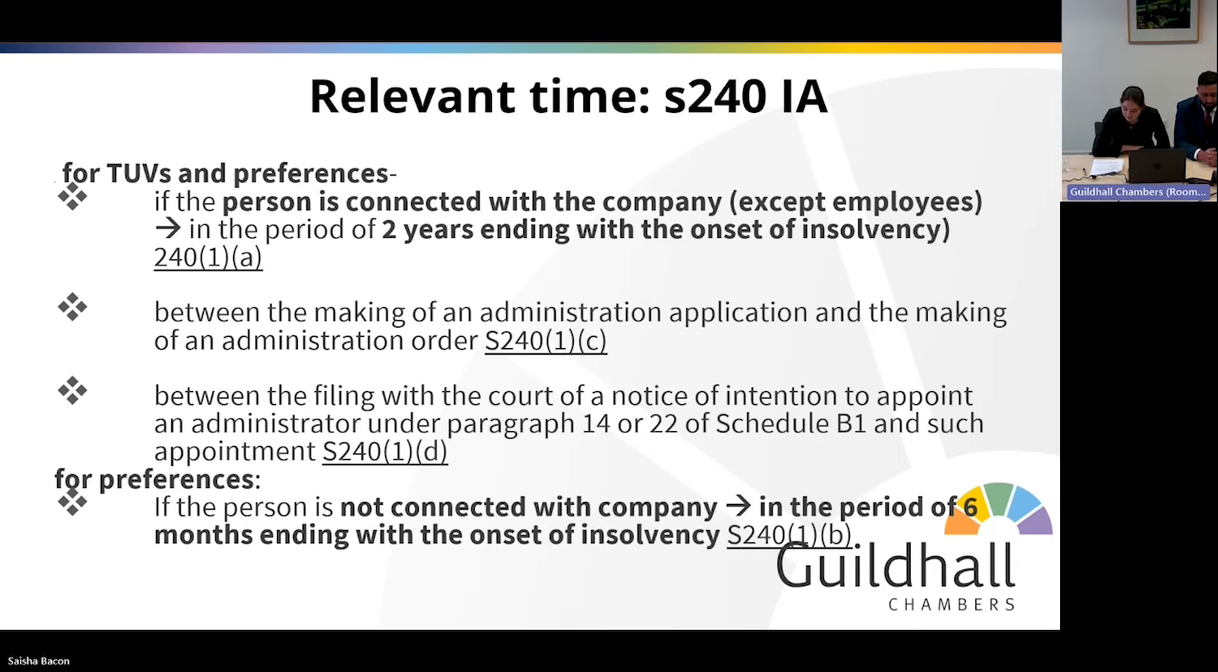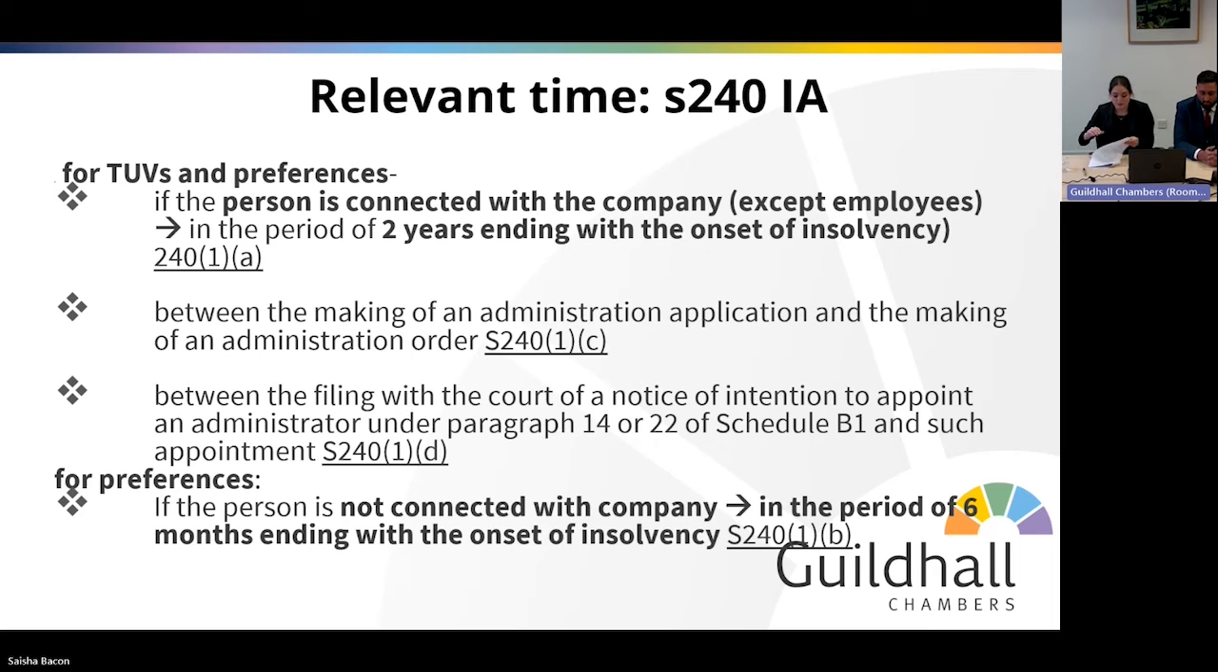The next stage is to consider whether these transactions or preferences given took place at the relevant time. So I think the first thing to consider is whether that person is a connected person with the company or not. If the person is connected with the company, and that doesn't count employees who are solely employees, then the relevant time is the period of 2 years ending with the onset of insolvency. And I'll come back to what the onset of insolvency actually means. If the person is not connected with the company, then that period is a much shorter period of 6 months ending with the onset of insolvency.